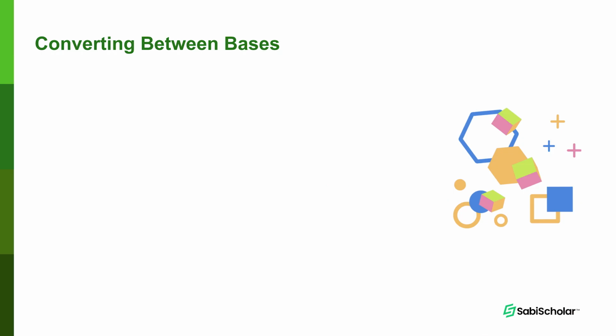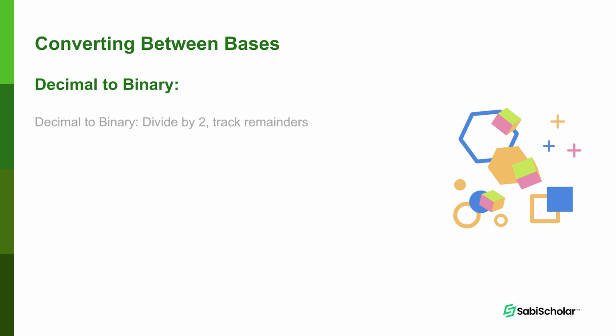So now we'll talk about converting between bases. We start with converting from a decimal number to a binary number. We know that a decimal number is a number in base 10, while a binary number is a number in base 2. So if you want to convert a number from a decimal number, that is base 10, to a binary number, what we do is that we are going to divide that number by 2.